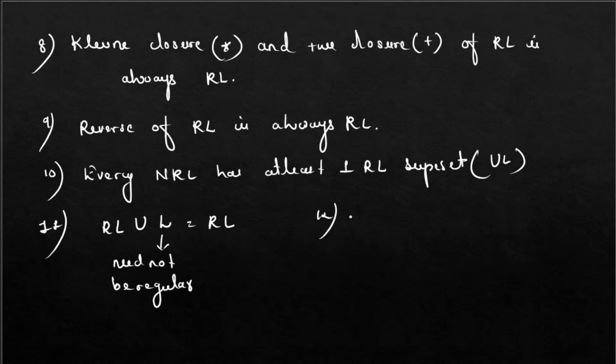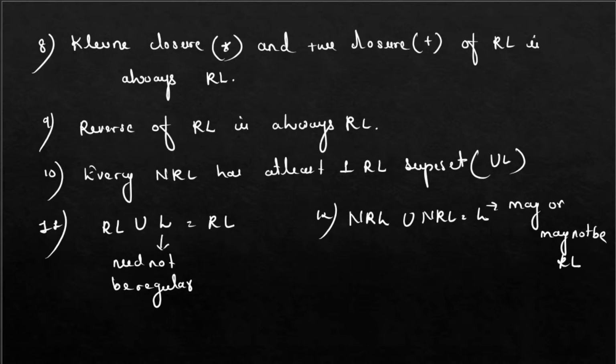Twelfth is non-regular language union non-regular language, which is L, which may or may not be regular language. Alright, now let's note the 13th point. Regular language union L, where L is non-regular language, is always non-regular.